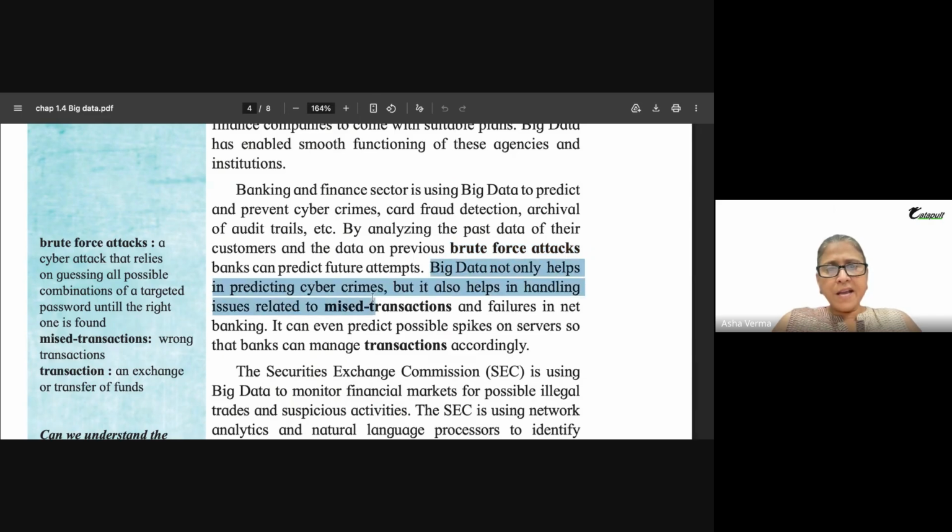Big data not only helps in predicting cyber crimes, but it also helps in handling issues related to missed transactions and failures in net banking. It can even predict possible spikes on servers so banks can manage transactions accordingly. So sometimes people do wrong transactions. So those transactions can also be managed.